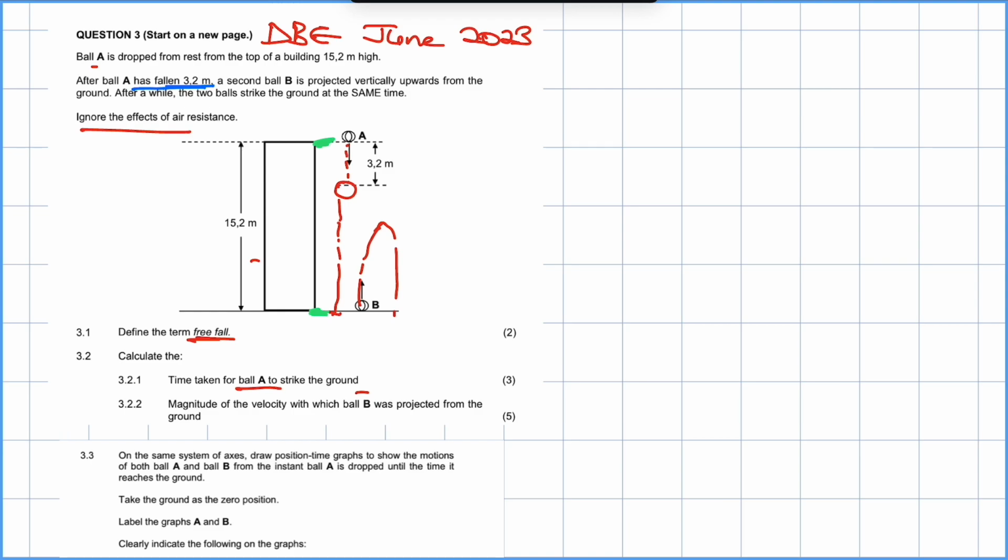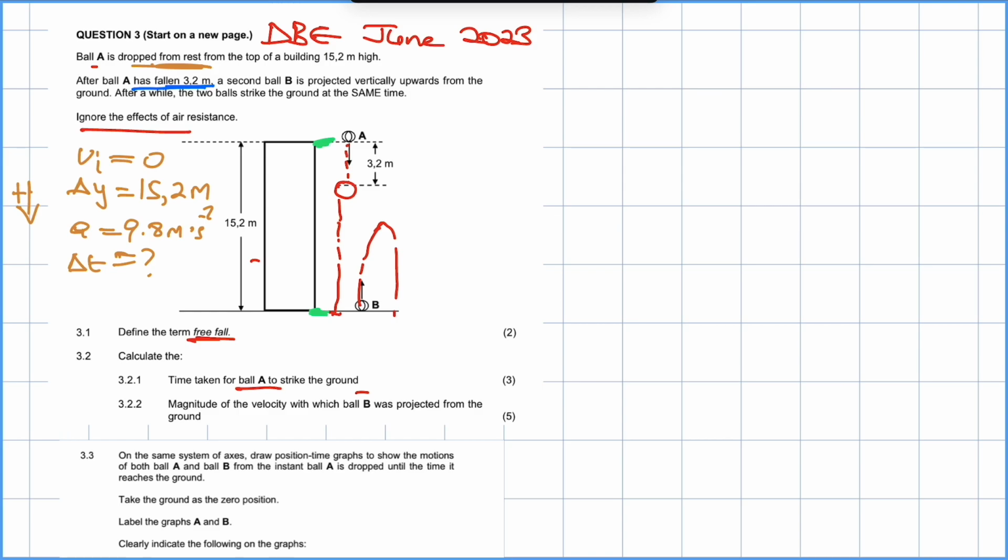So in that case, for ball A, what do we have? We have the initial velocity because they told us that this thing is dropped, right? So VI is equal to 0. And then the displacement, because we are going all the way until we hit the ground, is 15.2 meters. And then what else do we know? We're choosing down as positive, therefore acceleration is 9.8 meters per second squared. And then we are looking for the time. So the time is unknown.